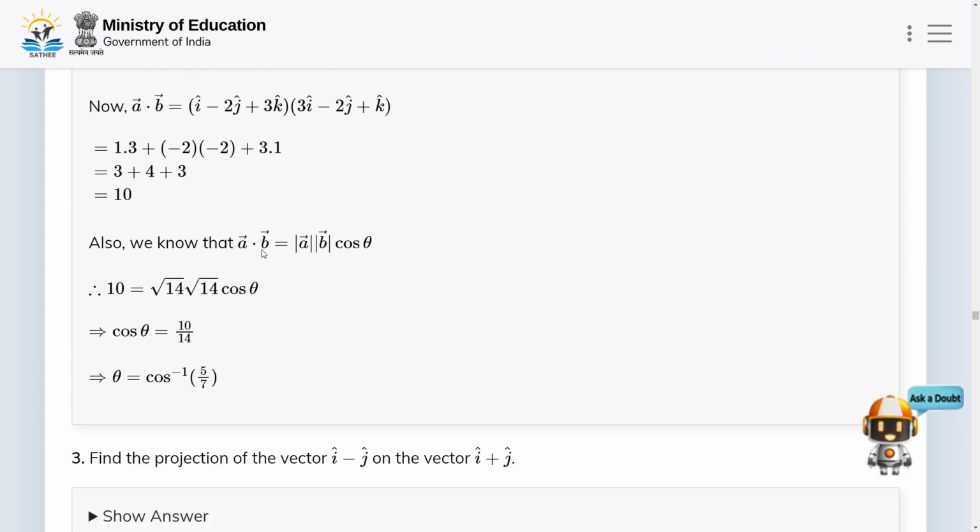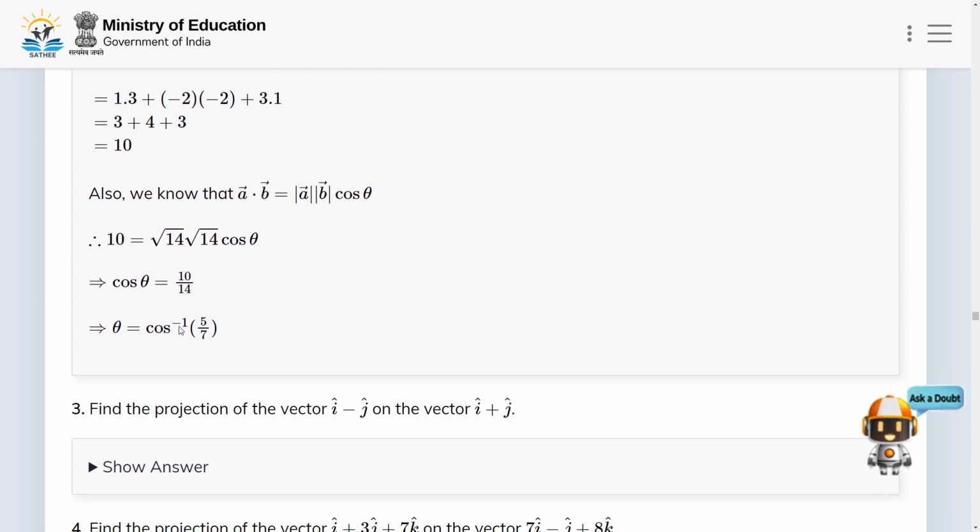You know this formula. This means cos theta will be 10 by 14. This means theta will be cos inverse 5 by 7. So your required angle will be cos inverse 5 by 7.